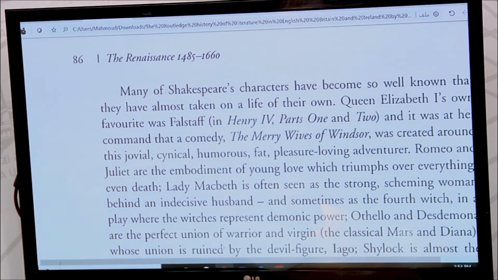Many of Shakespeare's characters have become so well known that they have almost taken on a life of their own. Remember that we talked about Othello, Hamlet, and Macbeth. All these names are very famous around the world, and they are alluded to time and again throughout all literary and cultural productions.